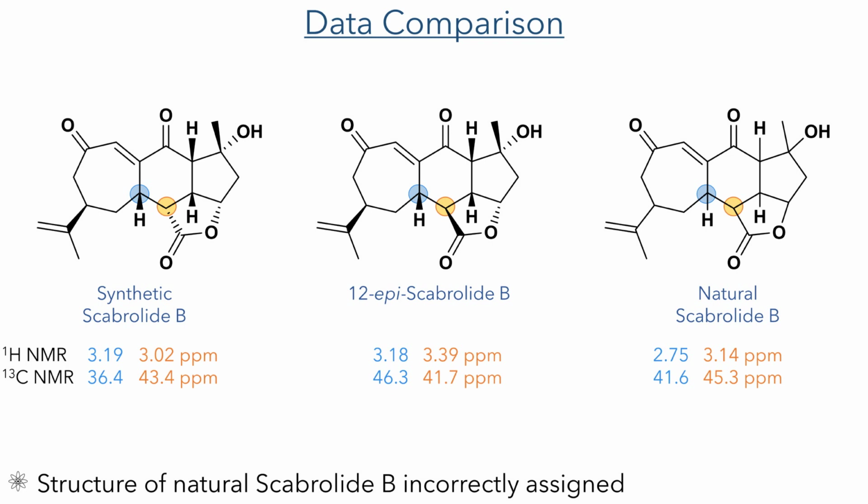As the Forsyth group had generated crystal structures for several intermediates and other related compounds, they could be sure that the stereochemistry of their product was correct. So more work will need to be carried out to figure out the true structure of Scabrolide B. Despite this setback, the researchers pressed on and completed the synthesis of Scabrolide A.